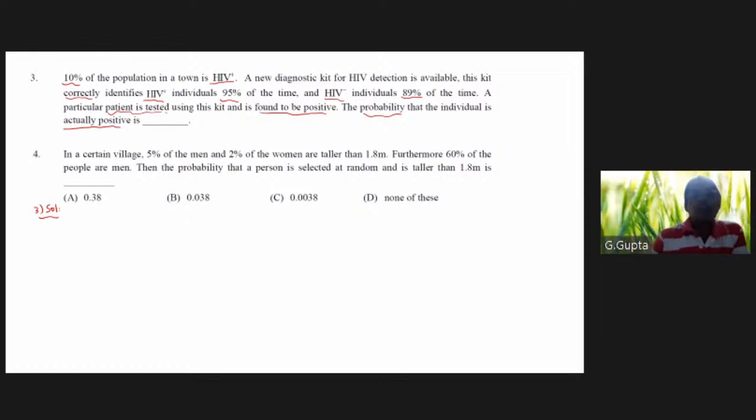Here the total population is not given. Let the total population be, you can say 100,000, anything, be 100 people. So this implies HIV plus is equal to 10 patients or people, and HIV negative patients is equal to 90. Now I can give a table.